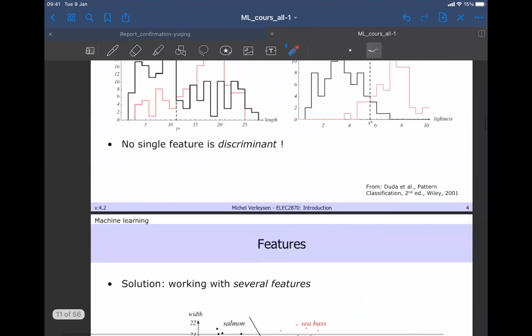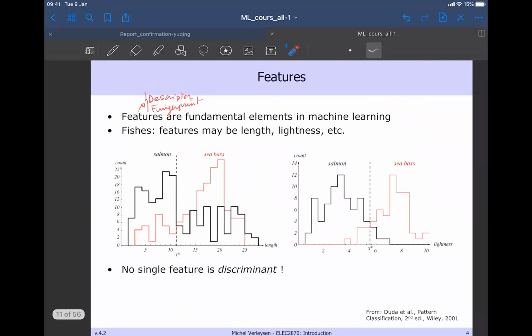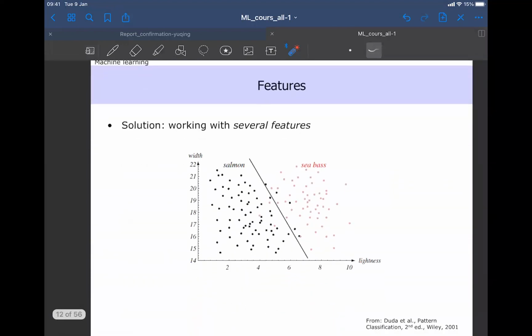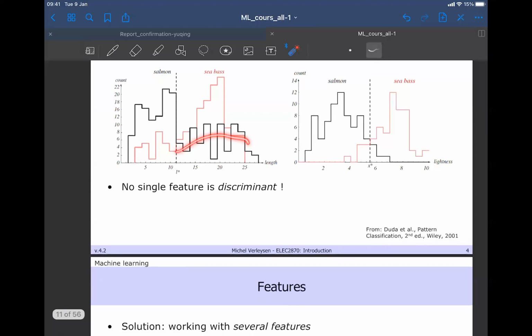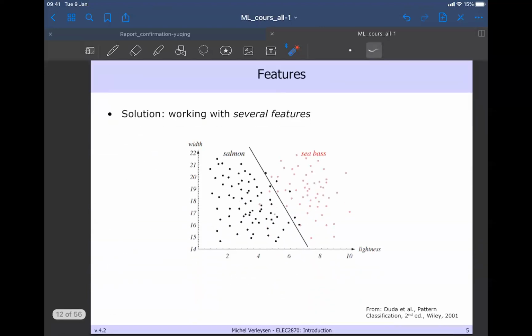Okay, any questions about this? So everyone gets the idea of the feature. Now, if you combine lightness and width, it's already much, much better than before. Before we had quite an overlap that was not perfect. Here in 2D, we have lightness at one side and width at the other side. We see that most of the salmons are at the bottom left, and the sea bass is at the right top of this two-dimensional plot.